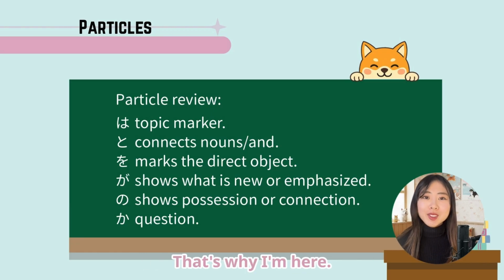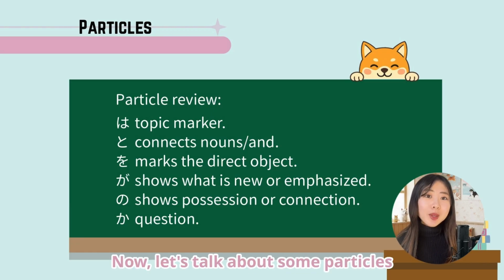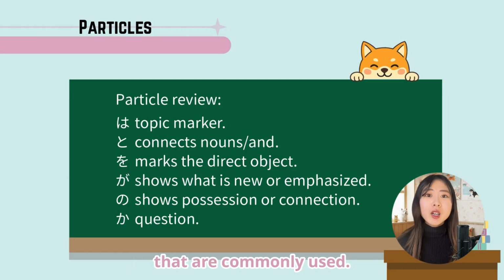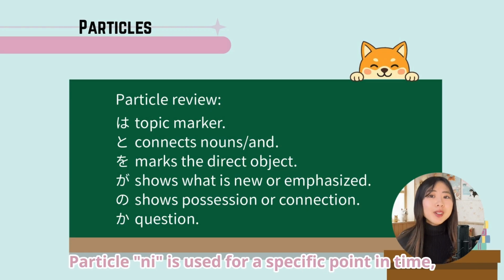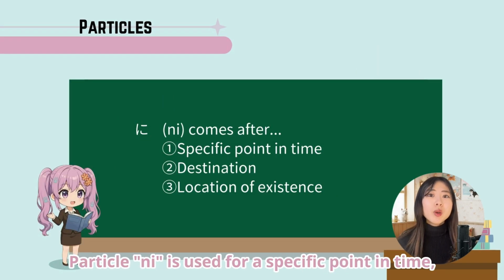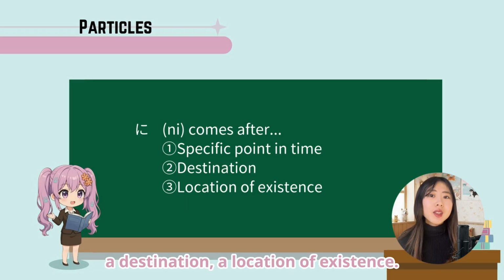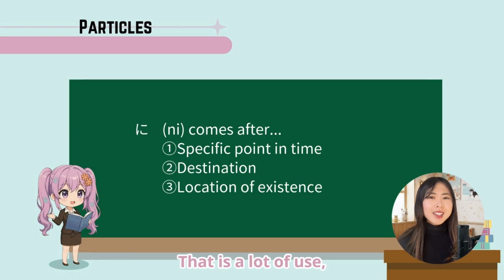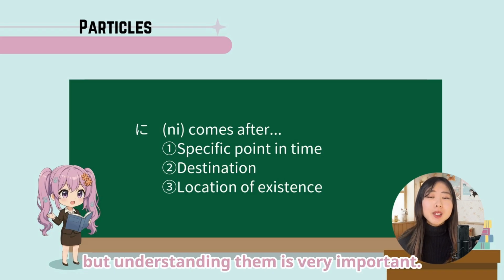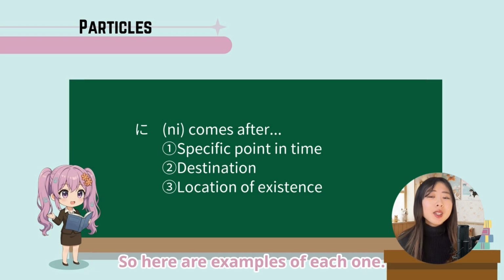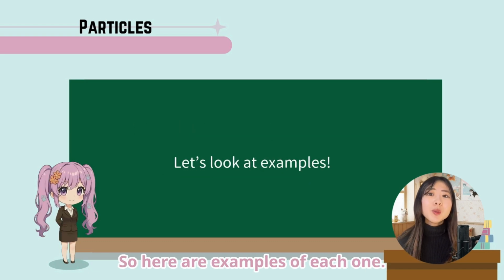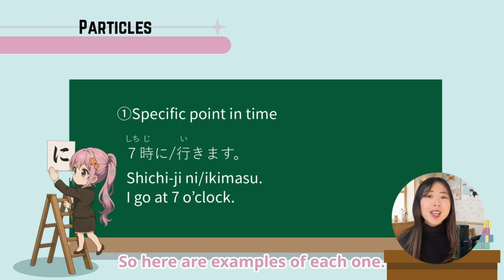That's why I'm here. Now let's talk about some particles that are commonly used. Particle ni is used for a specific point in time, a destination, or a location of existence. That is a lot of uses, but understanding them is very important. So here are examples of each one.